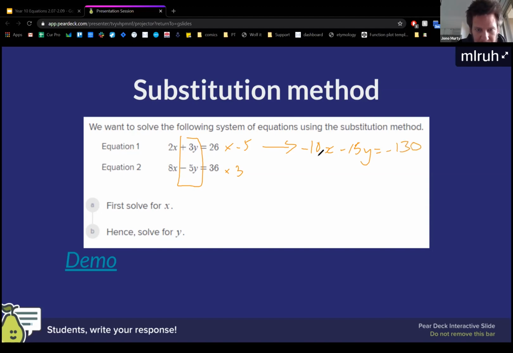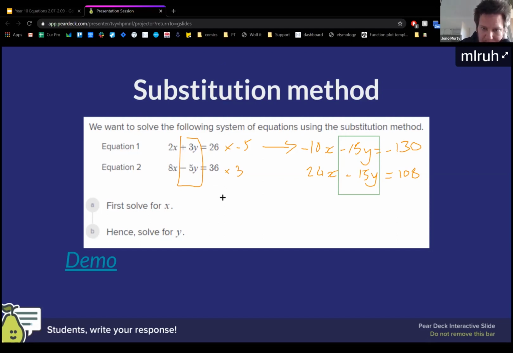Getting quite large, these numbers. Timesing by 3, in the second one, we get 24x minus 15y equals 3 times 36, 90 plus 18, 108. So now we have two equations. And conveniently, well, I say conveniently, we did it on purpose. We have these two terms here that are the same, minus 15y each. So that means that we can now subtract one equation from the other.